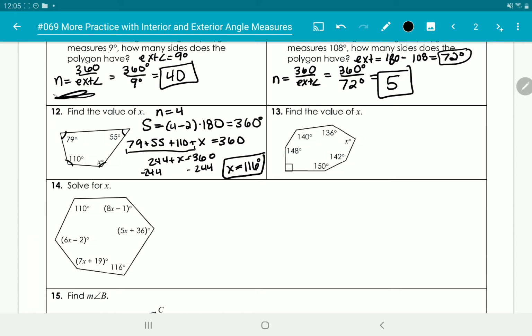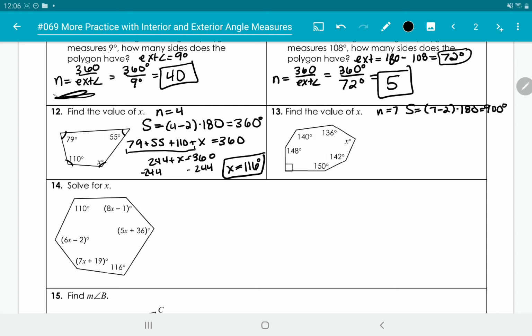Okay? So if you have all the angles on the inside, they're going to add to whatever you get when you do the sum, s equals n minus 2 times 180. Okay? So here we have 1, 2, 3, 4, 5, 6, 7 sides. So n is equal to 7. And so this s is going to be 7 minus 2 times 180, which is going to give us 900 degrees. So these are going to add to 900.